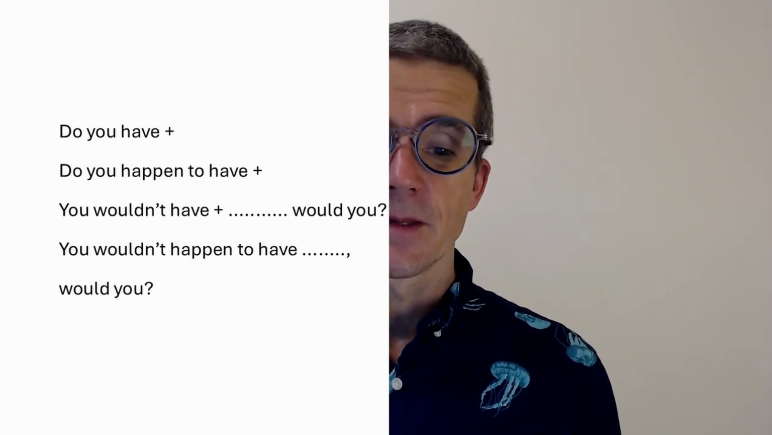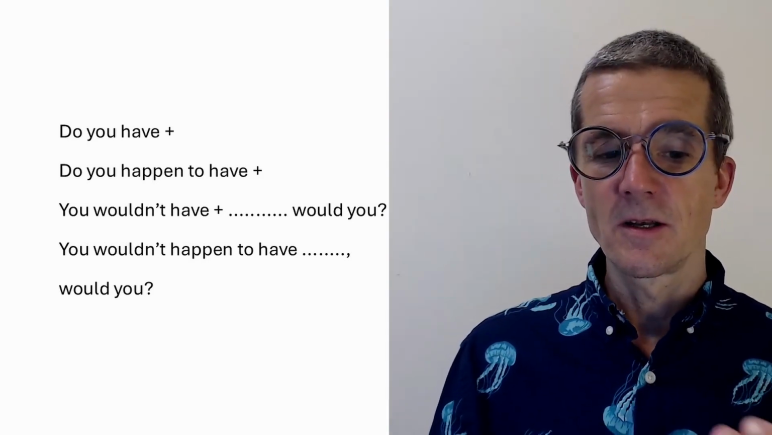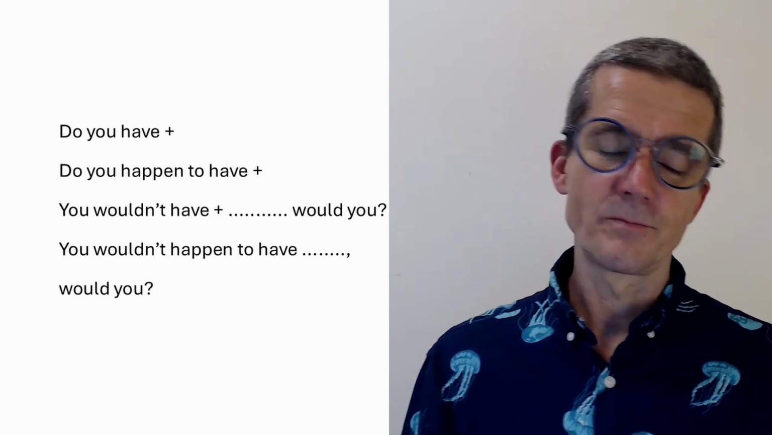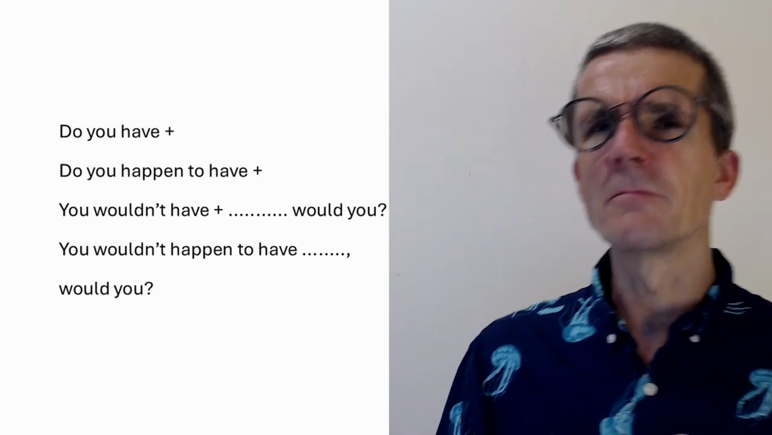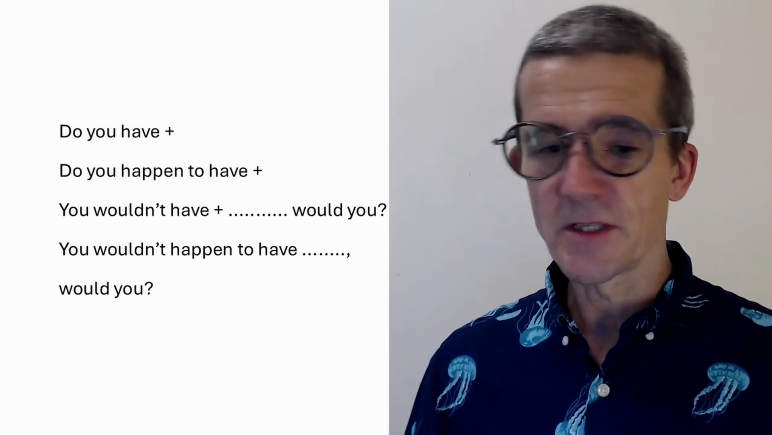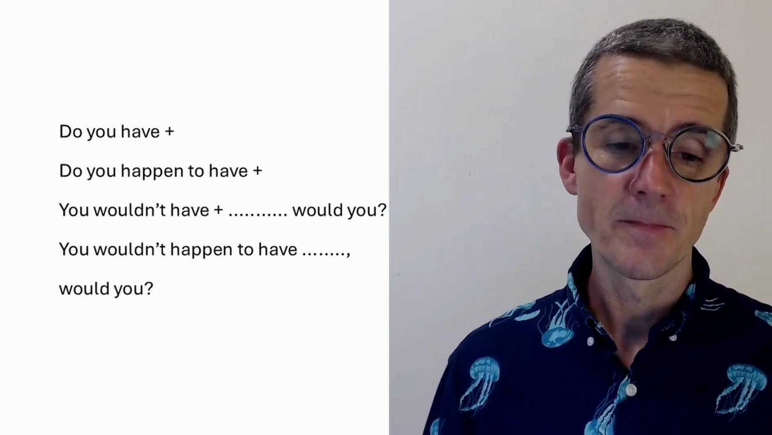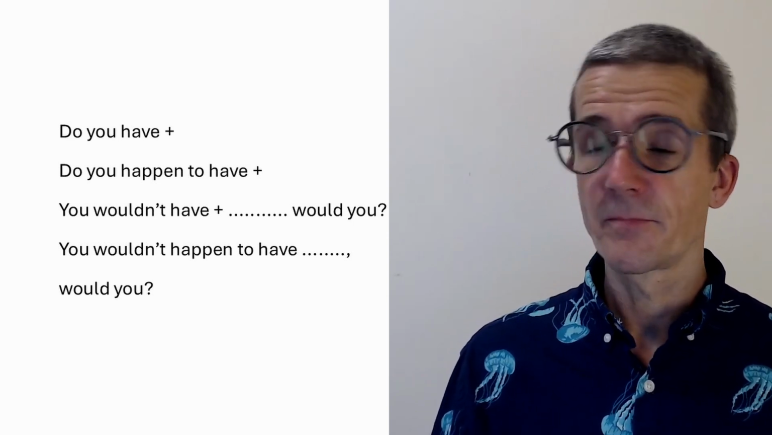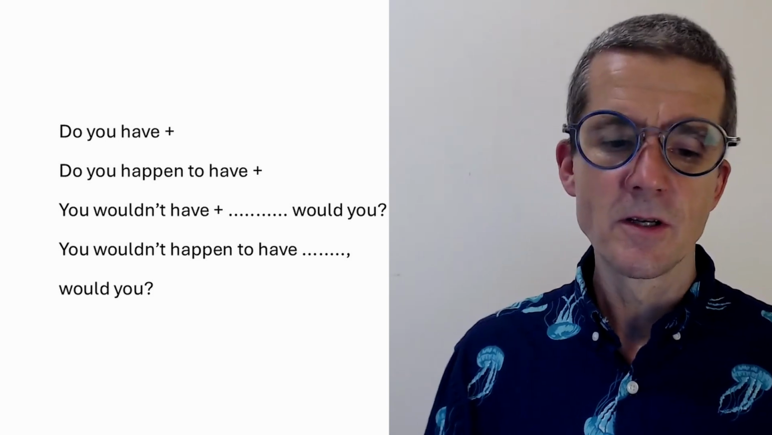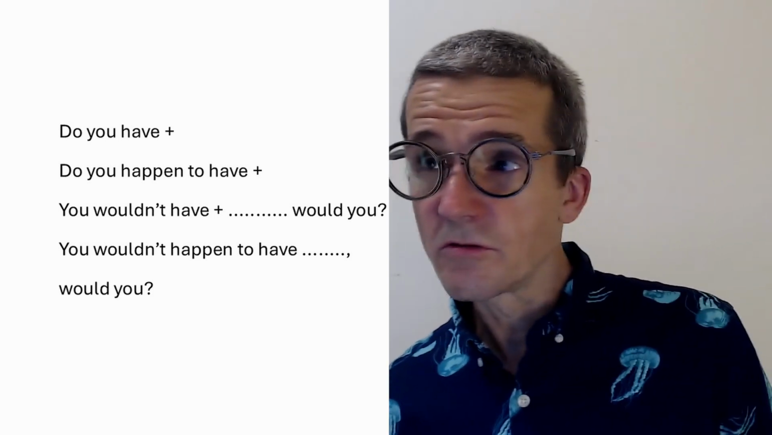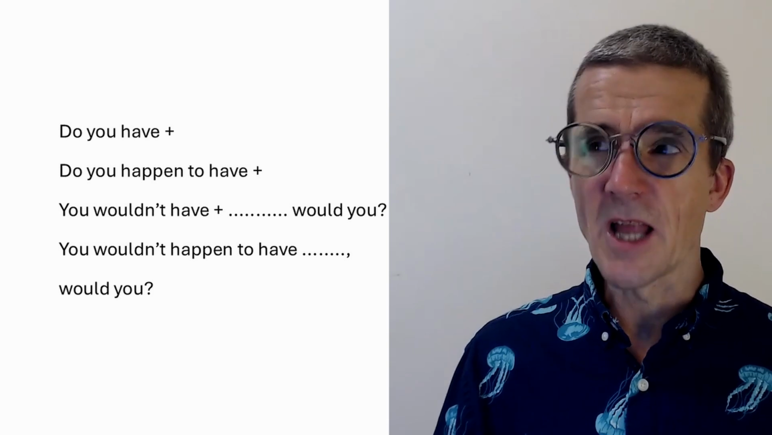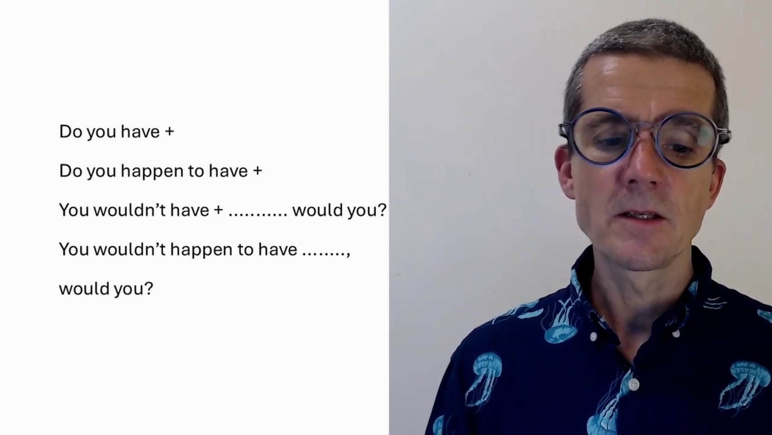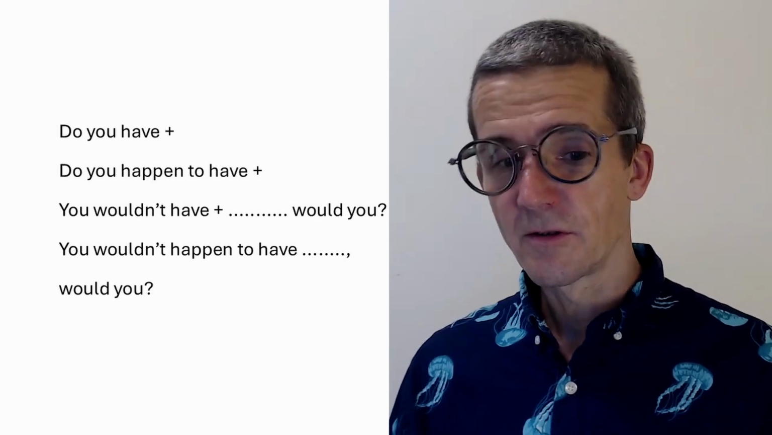Okay, so the basic chunk we'll look at today is "do you have?" And this chunk has some variations, so it can make you sound a bit politer or a bit more sophisticated, a bit more native-like. So "do you have" is the basic one. "Do you happen to have?" Maybe sounds a little bit more native. "You wouldn't have, would you?" So that's a little bit politer, I guess. And "you wouldn't happen to have, would you?"